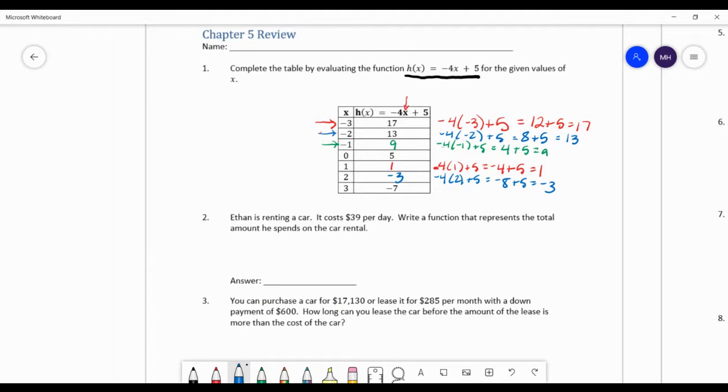Okay. So the next one, Ethan is renting a car. It costs $39 per day. Write a function that represents the total. Okay. So for this, x represents the days. This is a linear function. There is no starting amount or b value. Okay, so this 39 right here, that is your m, your rate of change. So our function is going to be f of x equals 39x, and that's it.